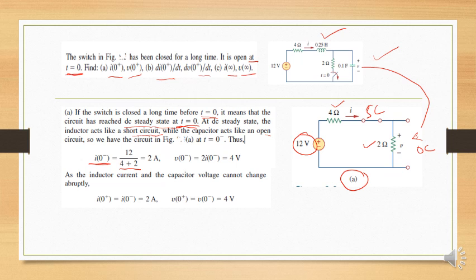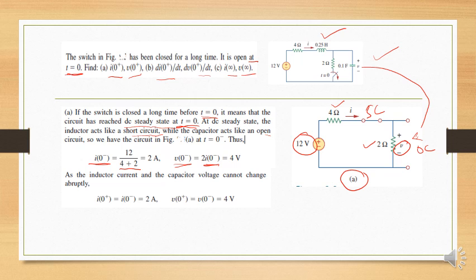And similarly we get V of 0 negative. What is V of 0 negative? It is equal to 2, which is the value of the resistor, multiplied by I of 0 negative, which we found in our previous step, which is equal to 4 volts.